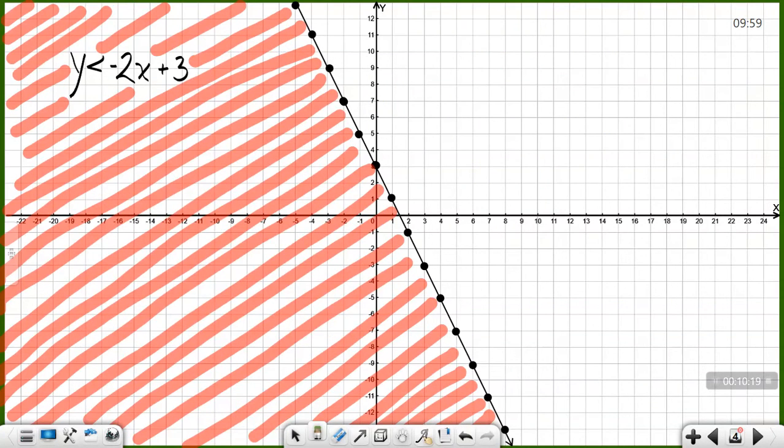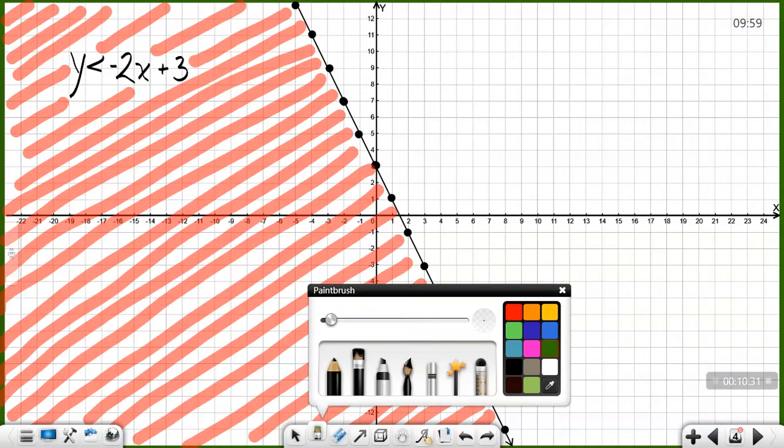What if it changes one more time? What if instead of having y is less than or equal to, it's now just y is less than? Take a look, I changed that symbol right there. Y is less than. How is that going to change our graph? Well, I want you to consider what we had before this.